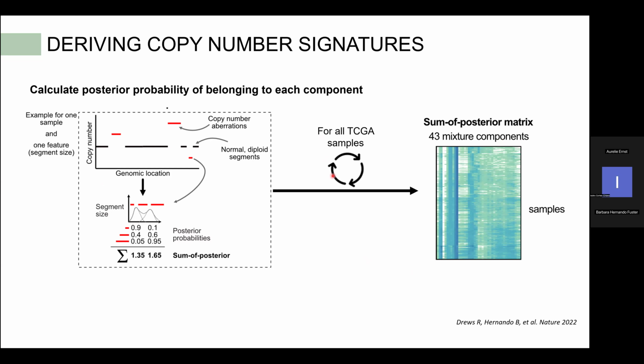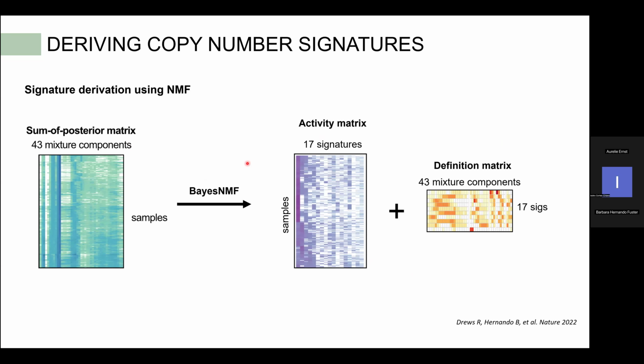And then for extracting these signatures, for deriving these copy number signatures, we use non-negative matrix factorization. That is a method that is normally used in the field of mutational signatures. So what this method does is deconstruct the input matrix, this sum of posterior matrix that is capturing all the genomic scars seen in the genomes of the TCGA, into 2 different matrices. One is the definition matrix that defines the different signatures that are extracted from this cohort, from the TCGA.